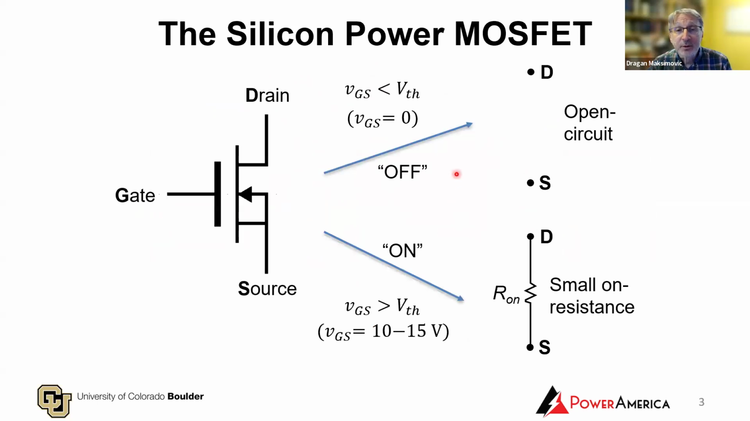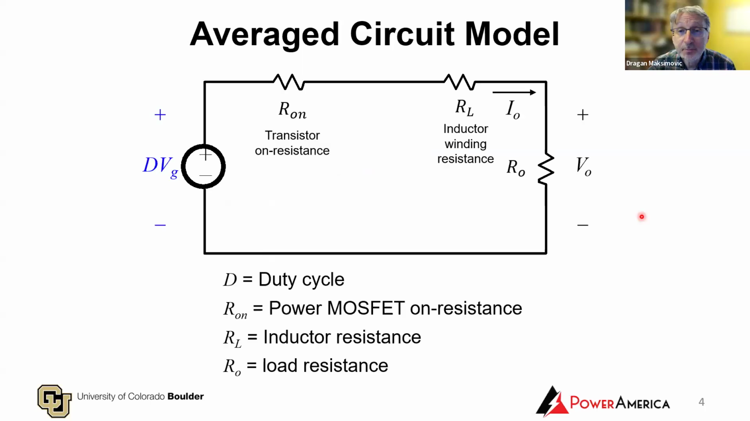So first of all, to remind you, a power MOSFET behaves as an open circuit when it's off, or as a small on resistance when it's on. And the on versus off state is dictated by application of the control gate to source voltage above or below the threshold. So this model of the power MOSFET is going to allow us to develop a model for a particular loss mechanism called conduction loss.